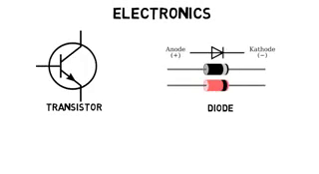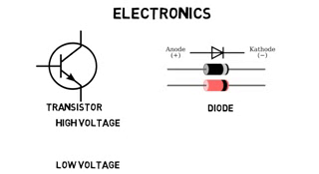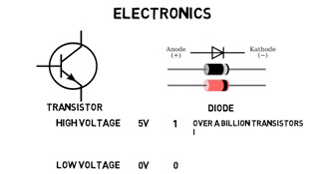Then lastly, you'll take half of their electronics courses. This is where you look at the transistor and diode. A transistor has the ability to switch between a high and low voltage, like 5 and 0 volts, and computers read these as ones and zeros. So that's what we actually mean when we say a computer reads ones and zeros. There are over 1 billion transistors in your laptop to make it work and store all the data.